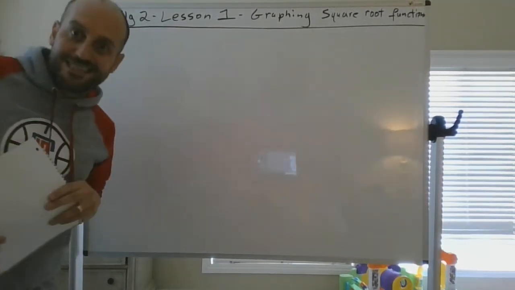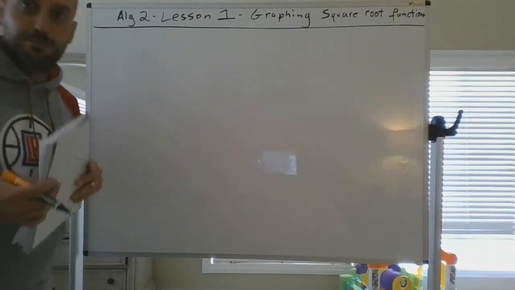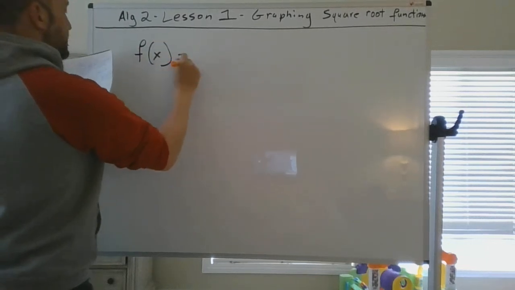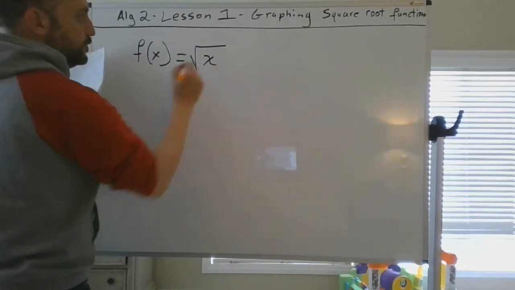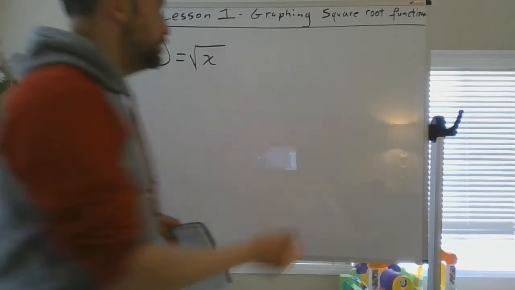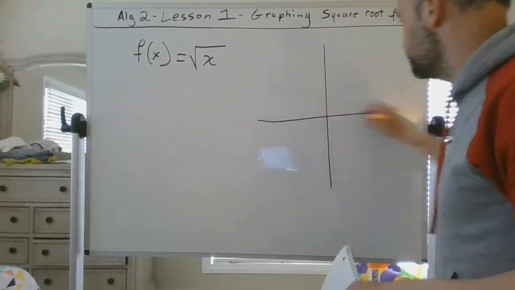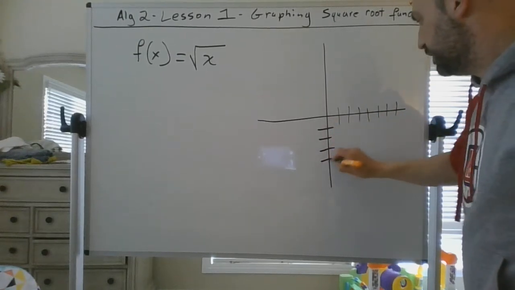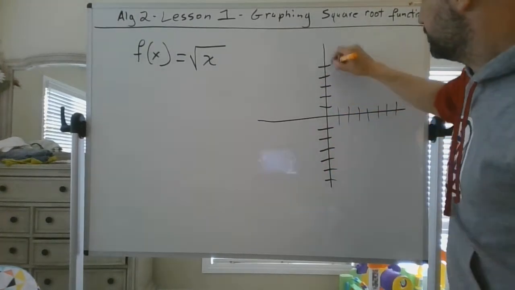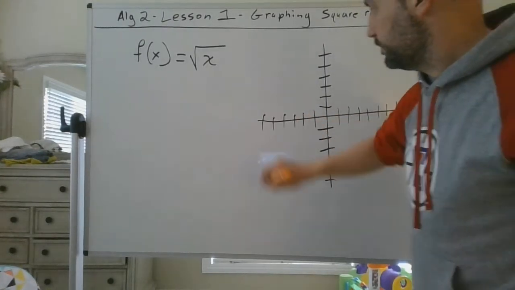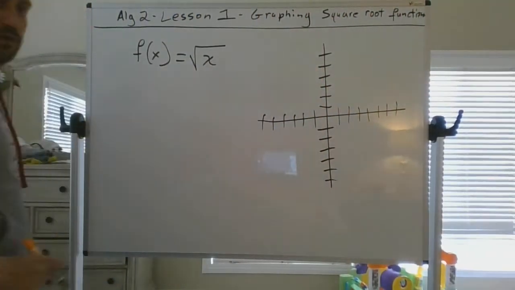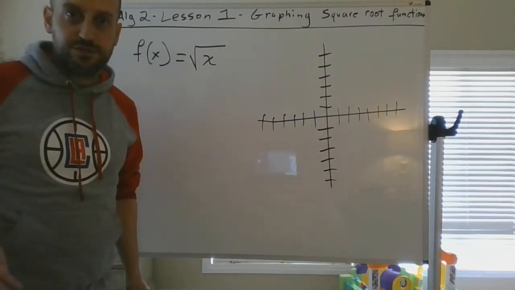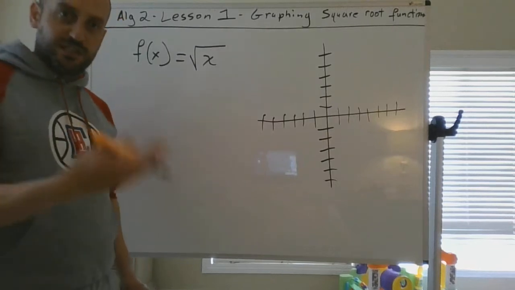We're going to start with the easiest square root function I could think of, the parent graph. So we're going to write f of x equals square root of x. Simple as that. Now I want to know what this graph looks like. Assume you've never seen this graph before. I'm just going to make a quick little grid here. Just like any other function, I need my x-intercept and my y-intercept. So let's figure that out.